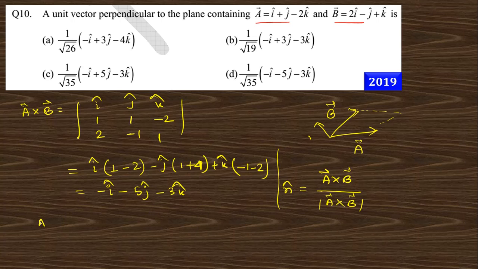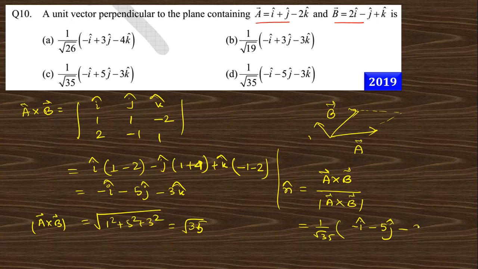What is the value of A cross B modulus? This is nothing but root under 1 square plus 5 square plus 3 square, that is 9 plus 1 is 10, 35. This is root 35. So this is 1 by root 35 times minus i cap minus 5 j cap minus 3 k cap, right? So our answer is D.